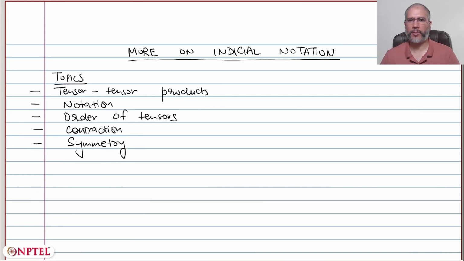So till now we have talked about vector products, vector dyad products and dyad-dyad products. So we will generalize that to products of nth order tensors. We'll also talk a bit more about notation in indicial notation, and then we will talk about the relationship between the orders of tensors and the number of free indices that appear in a given mathematical term. We will talk about an interesting topic that is called contraction in indicial notation, and finally we'll talk about the idea of symmetry in terms of nth order tensors.